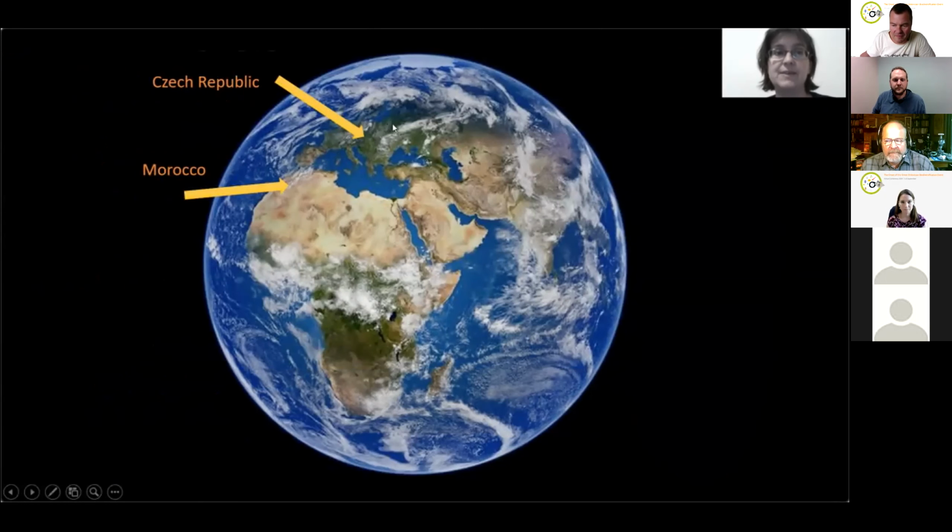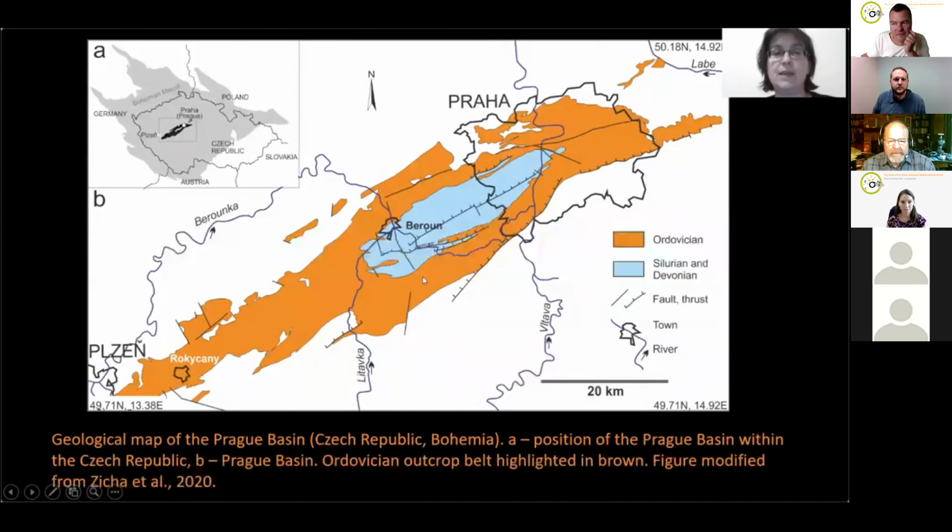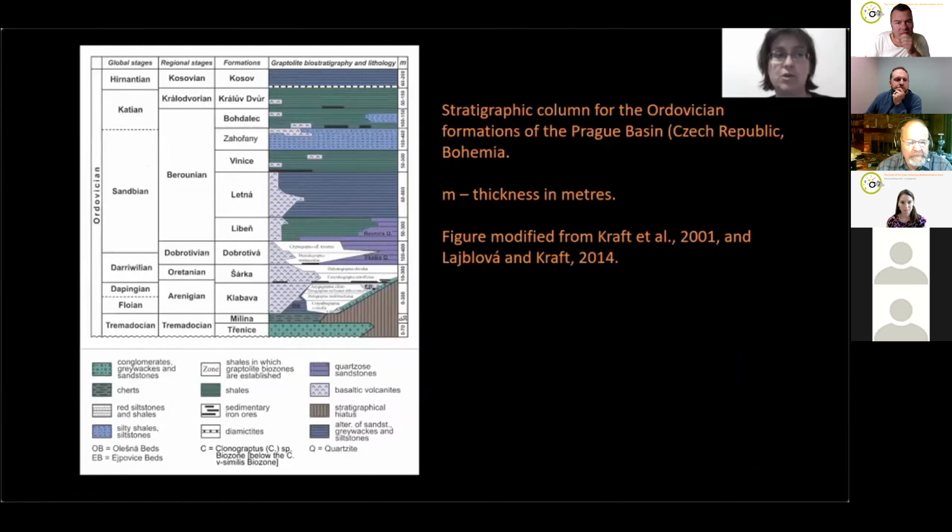The elongated Prague Basin extends about 110 kilometers from just east of Prague to the city of Pilsen. It is now a denudation relict of an early mid-Paleozoic rift basin formed on the Cadomian rocks. Sedimentation started in the Lower Ordovician and continued with no interruptions to the Middle Devonian. The Ordovician section measures up to 2,500 meters thick and consists of 12 formations, collectively ranging from Tremadocian to Hirnantian in age.